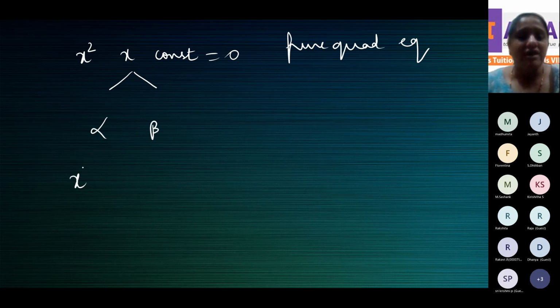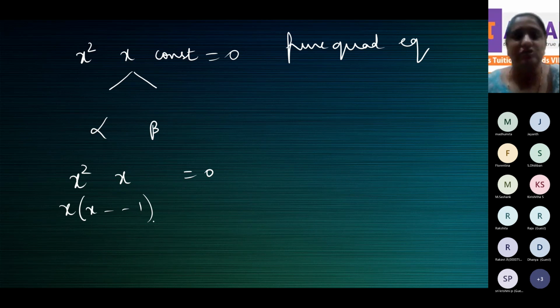Sometimes we have only the x square term and the x term. We don't have the constant, that is, it is equal to 0. In this case, we factorize by taking out x common, x into x, something like this, okay? And the product is 0. So we equate each of it to 0 to find the zeros.